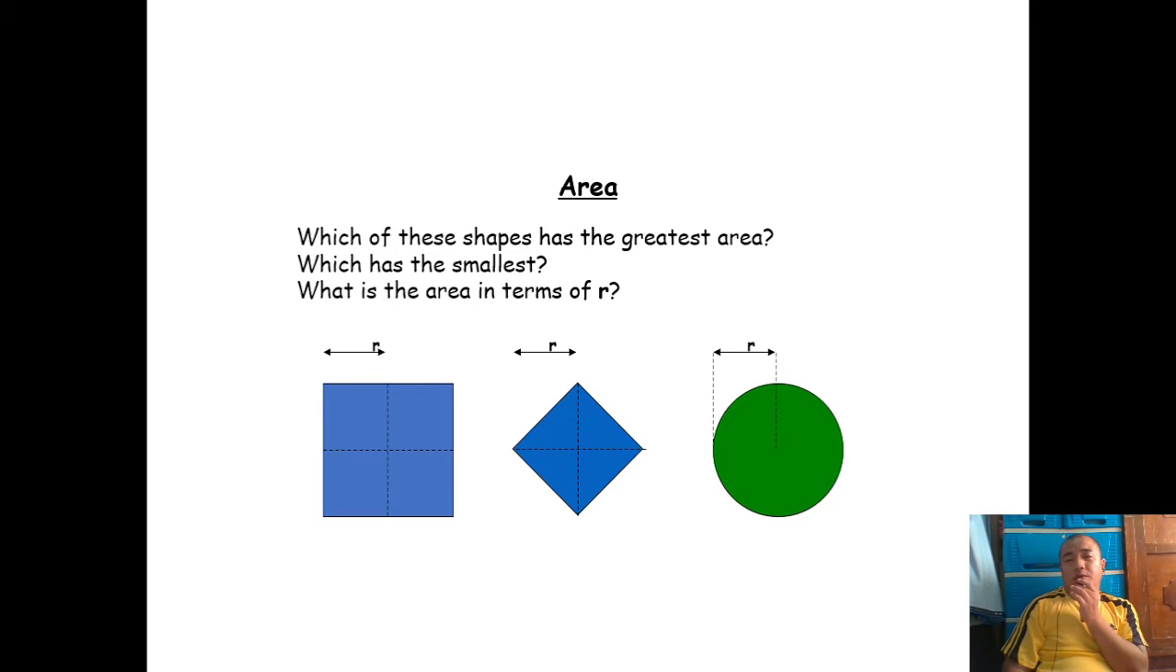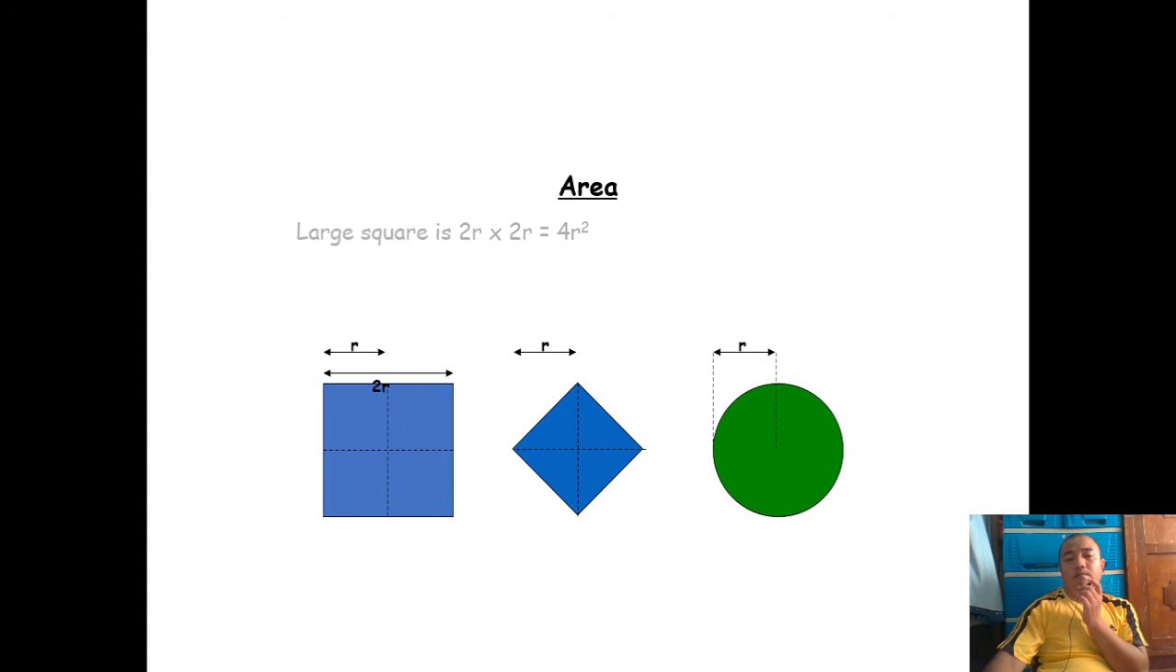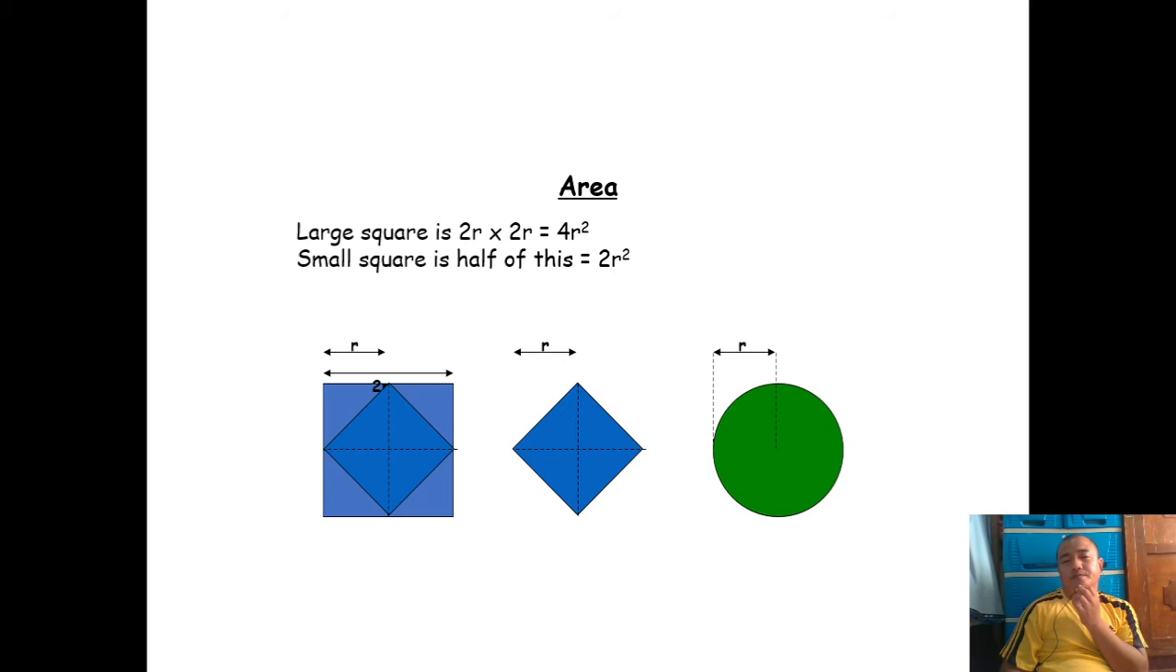Now, which of these shapes has the greatest area? What is the area in terms of r? For the square, we have r squared. R plus r is 2r. 2r quantity squared is 4r squared. That's right. And for the other smaller square, which is half of this, half of 4r squared is 2r squared.